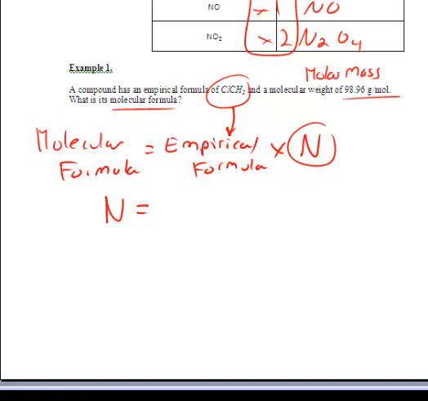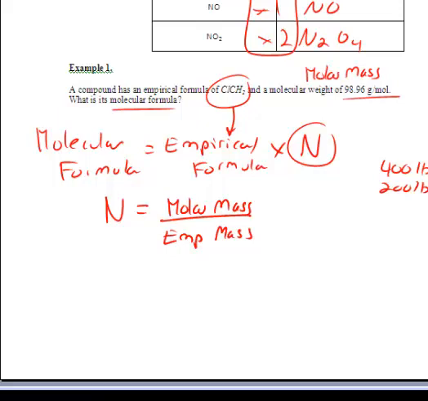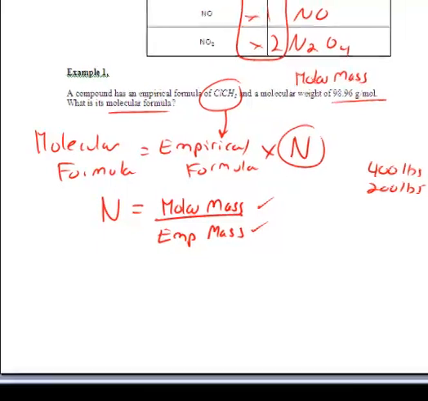So if I said how much bigger is a 400-pound person than a 200-pound person, you'd say, well, twice as big. So what we're trying to do is find the molar mass and divide it by the empirical mass. And that will tell us how much bigger the molecular formula is than the empirical. So let's look at it. It gives us the empirical formula, so we can find the empirical mass. And it gives us the molar mass, so all we have to do is just divide.